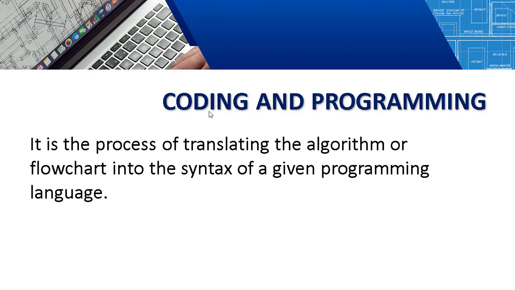Coding and programming. Coding and programming means it is a process of translating the algorithm or flowchart into a syntax, that is, into a code. We are writing a program in a given programming language. The programming language can be C or C++, Java, any kind of language. Using that language we are writing the program, that is, we are translating the algorithm or flowchart into a syntax, into a code. So that is called coding and programming.